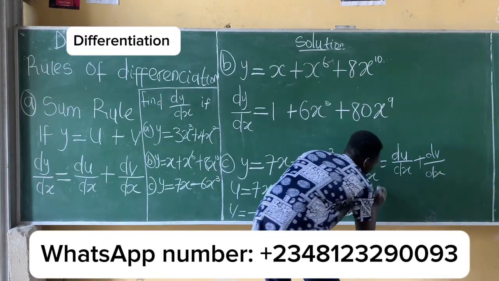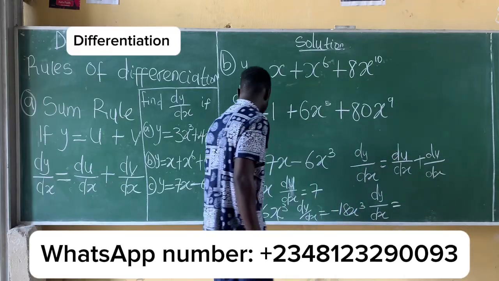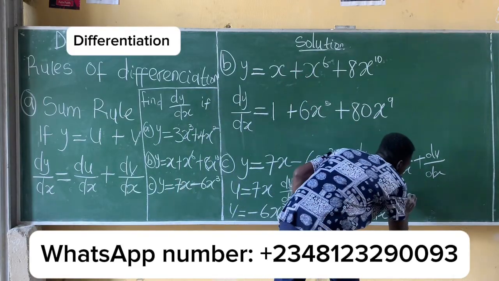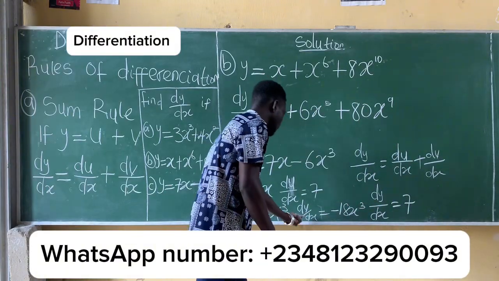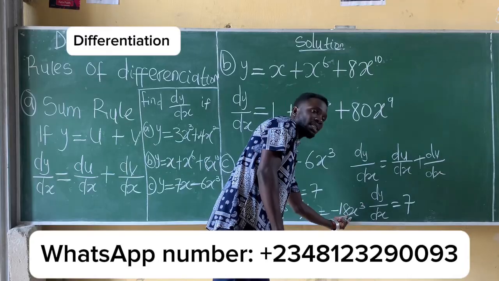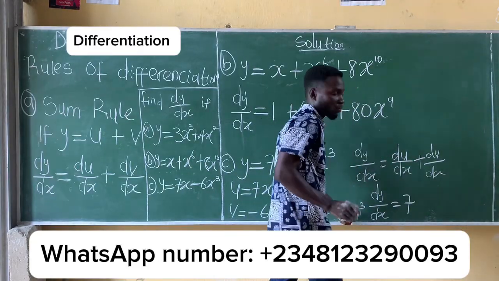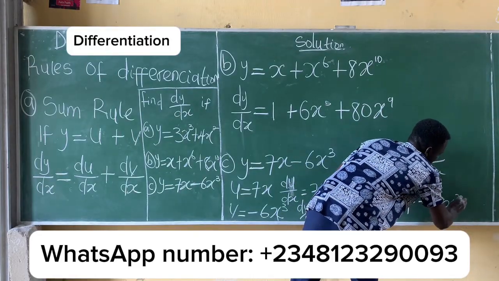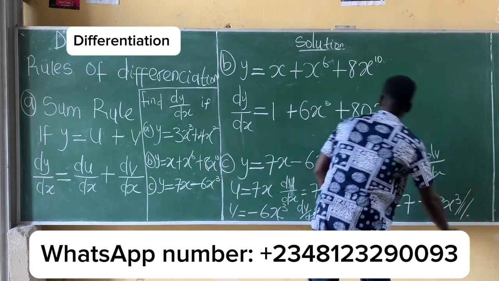So therefore, our dy dx here will be equal to, what's our du dx? Our du dx is 7. This becomes 7, then plus dv dx. Our dv dx is minus 18x cubed. So instead of writing plus, minus times plus is minus. So this becomes minus 18x cubed. This becomes the answer to this C.